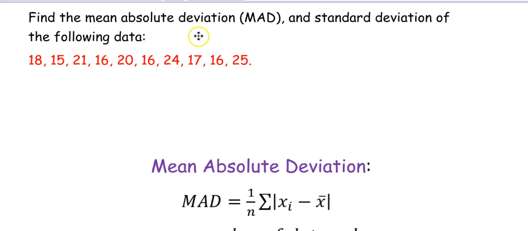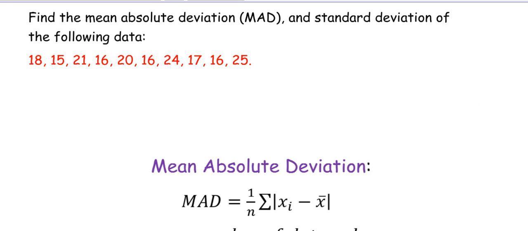Find the mean absolute deviation and standard deviation of the following data. The given numbers are 18, 15, 21, 16, 20, 16, 24, 17, 16 and 25. So we are asked to find the mean absolute deviation and then the standard deviation.